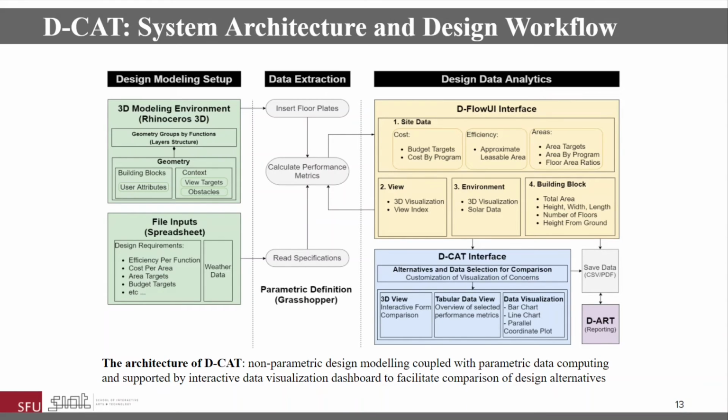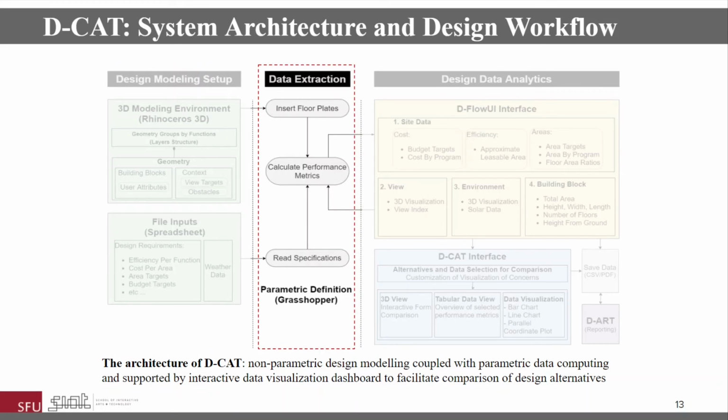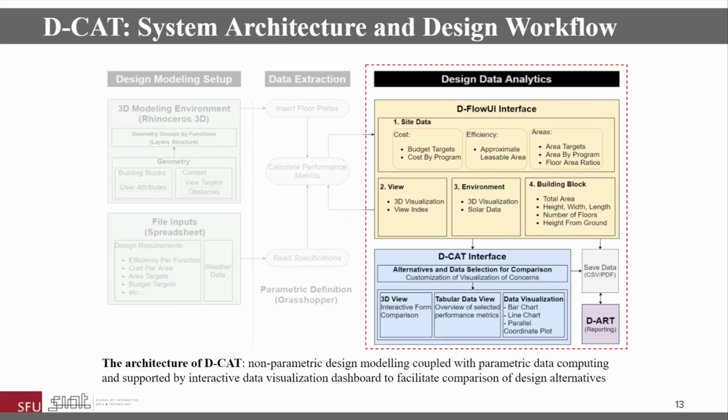So here you can see the system architecture of DFlow UI, which is built on three functional modules: design modeling, data extraction, and design performance analytics. The design exploration task workflow starts with creating design models as non-parametric geometries by using directly interactive CAD tool like Rhino. The modeling setup directly links geometries to the data extraction module, which recognizes the functions and program requirements associated with the geometries. On the interface in the Design Analytics module, designers can select the relevant data for the task at hand to be computed and visually displayed.